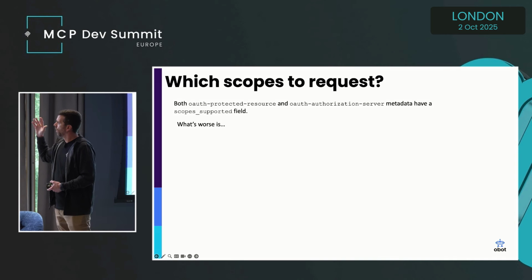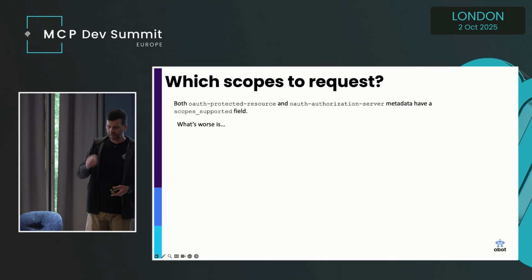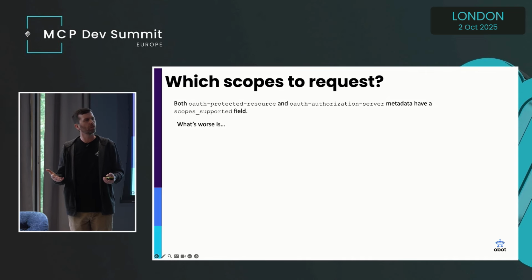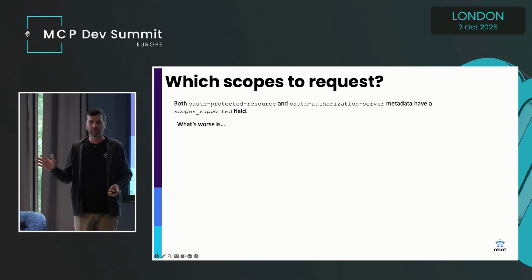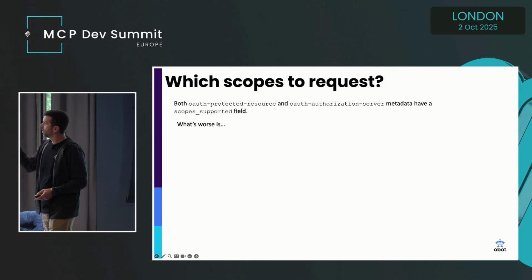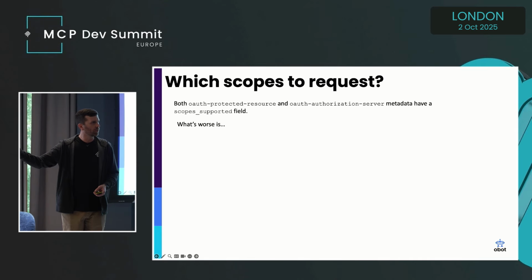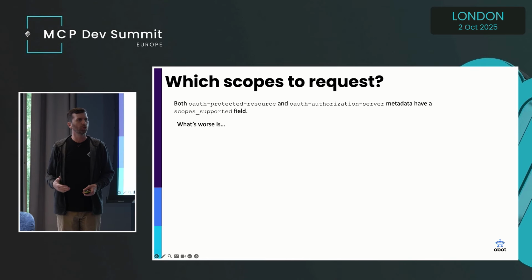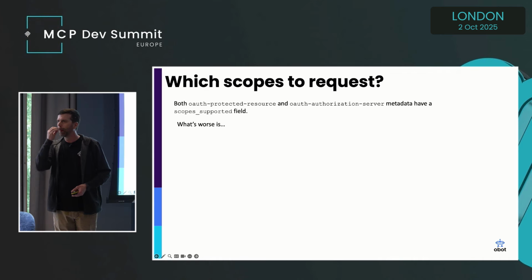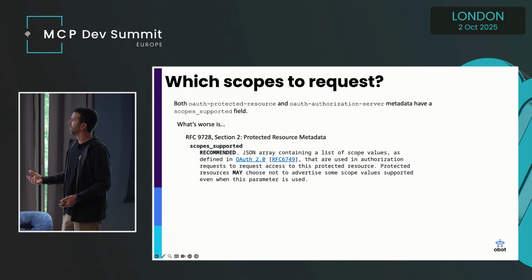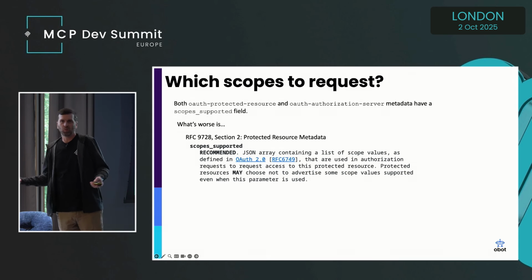Okay? So in the MCP specification, it doesn't talk about scopes really at all yet. It will, but it doesn't yet. The problem is that both the OAuth protected resource metadata and the authorization server metadata have a scopes supported field. Well, which one do you use? The other problem with that, like which one do I use?